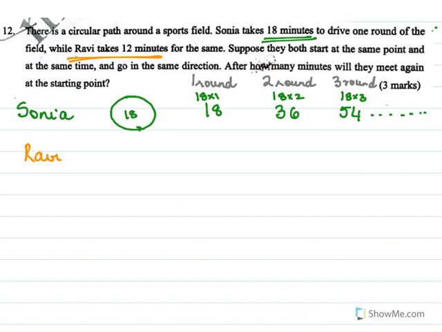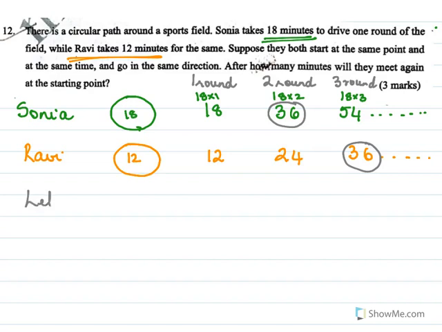Now let's see what happens to Ravi. For the same circle, he goes a little faster and it takes 12 minutes. So one round is 12 minutes, 2 rounds 24, and 3 rounds 36, and it goes on. Now when will they meet? I have already written the answer, but you see they will meet at 36, right? So this is common. So actually 36 is the LCM of 18 and 12.